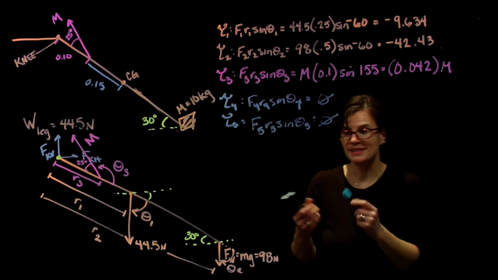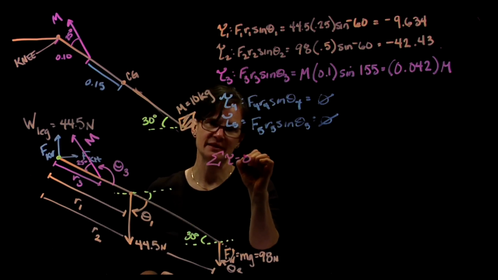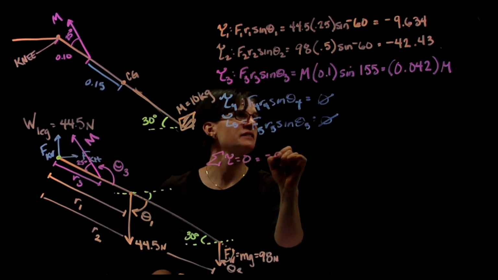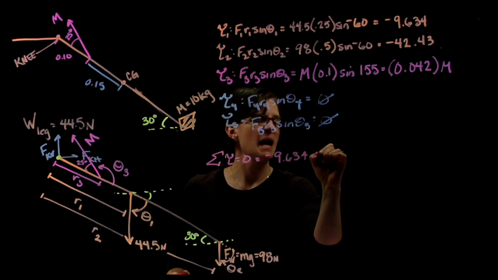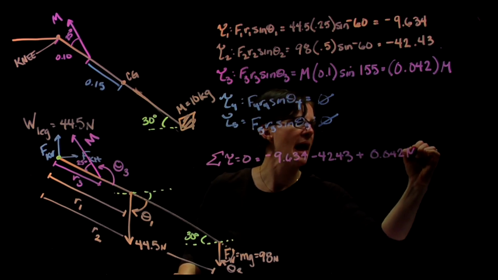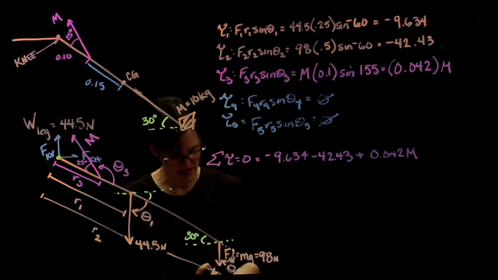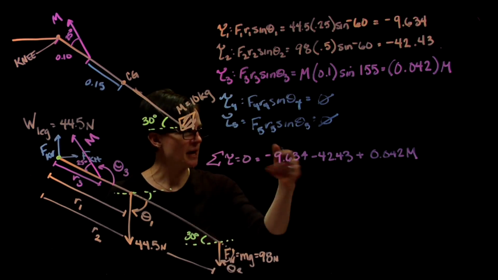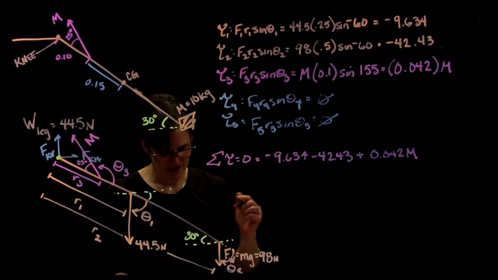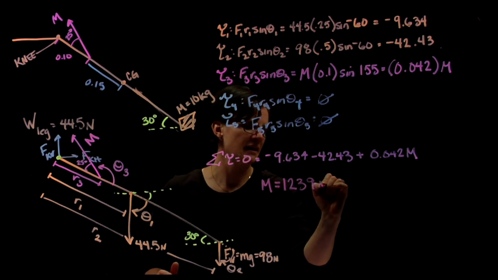All right, so I sum these up. We know that the sum of the torques has to equal 0. So we have negative 9.634 minus 42.43 plus 0.042 M equals 0. Bring these two to the other side. We have 9.634 plus 42.43, or 52.06, divided by 0.042, and my muscle is exerting a force of 1239 newtons.